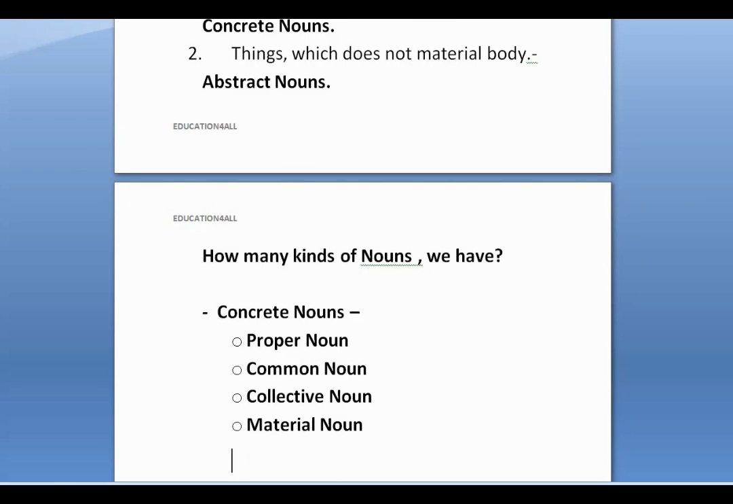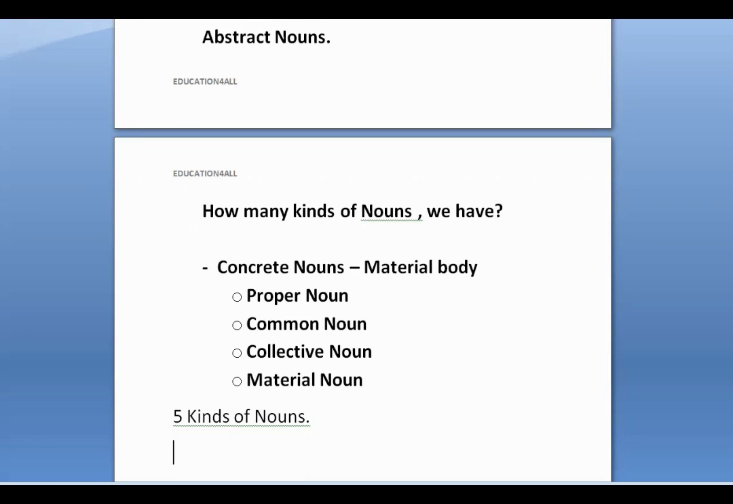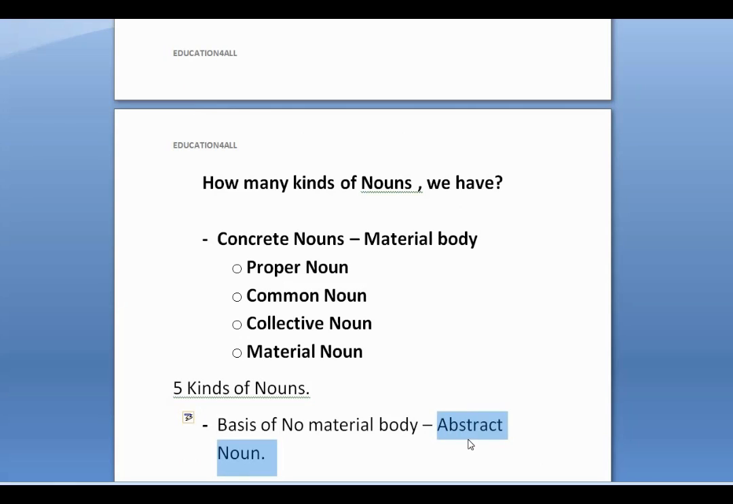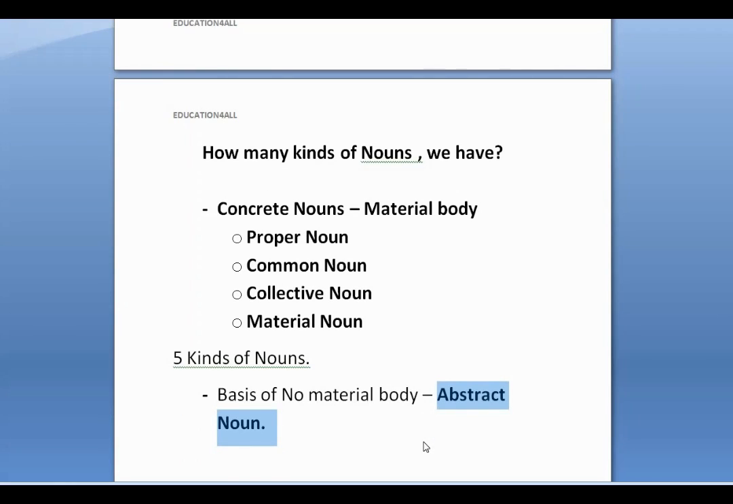In some of the books you find there are a total of 5 kinds of noun, and that is true. As we understood, there are 4 kinds of noun on the basis of material body: proper noun, common noun, collective noun and material noun. So what will be the fifth one? I hope you must have understood that. On the basis of no material body, which does not have a material body, that is abstract noun.